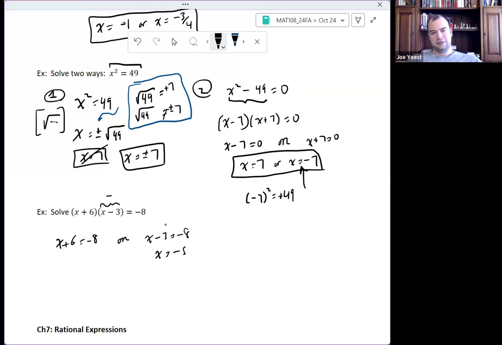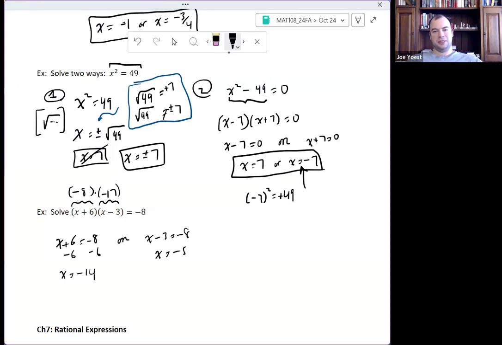Negative 5 minus 3 gives me negative 8 here, but negative 5 plus 6 would give me plus 1 here. I mistakenly ended up with the right solution. If I try subtracting 6 over here, I get x equals negative 14. That was a bad coincidence. I just pulled this problem from the book and it was an unlucky coincidence. But if I did x equals negative 14, negative 14 plus 6 is negative 8. Negative 14 minus 3 is negative 17.